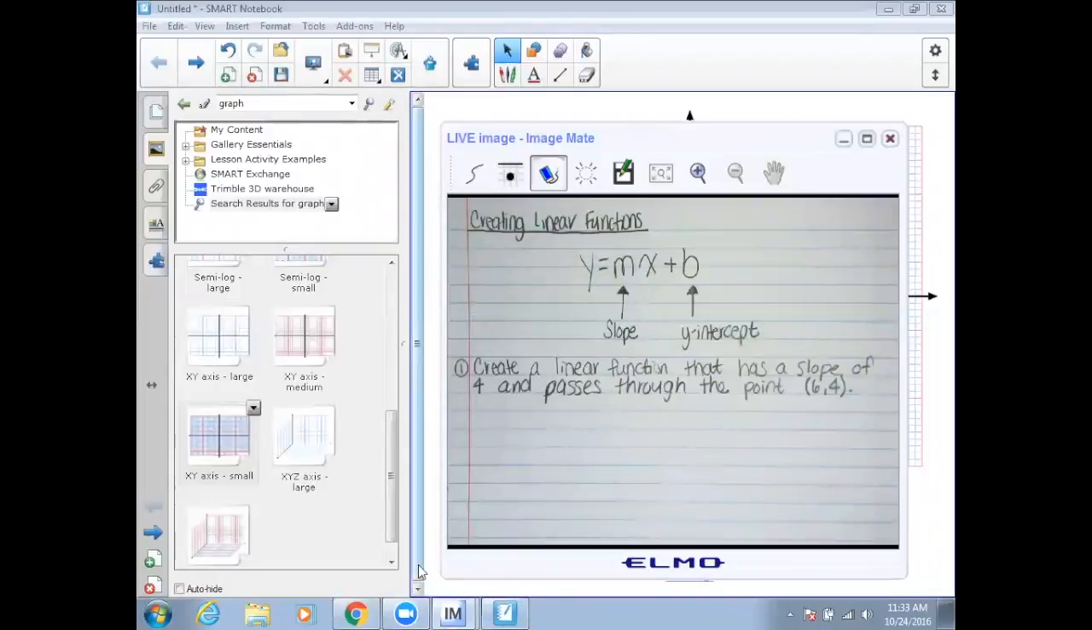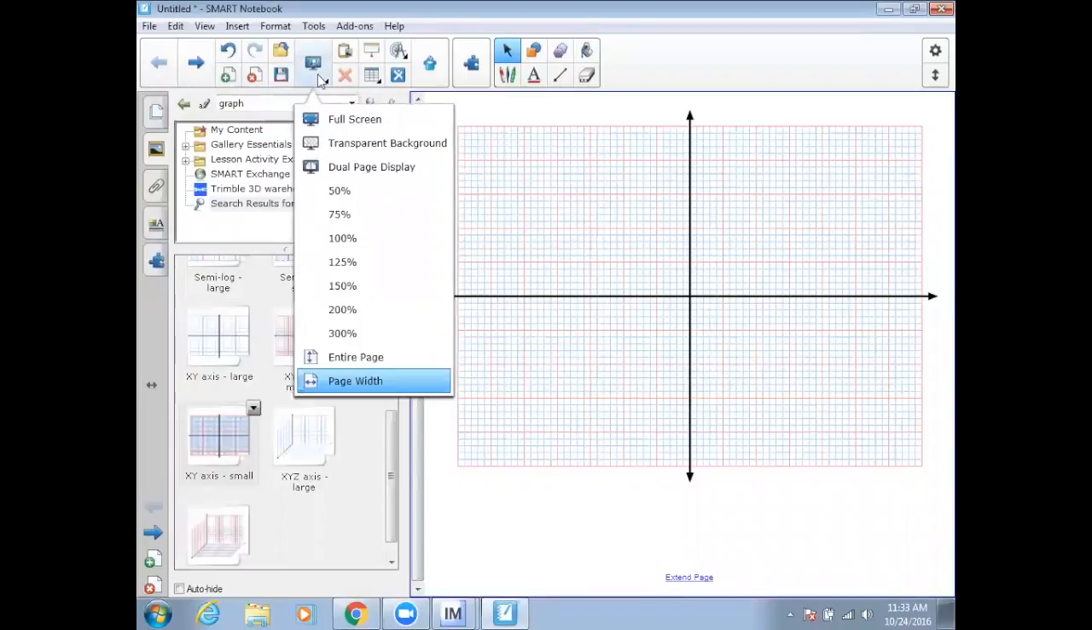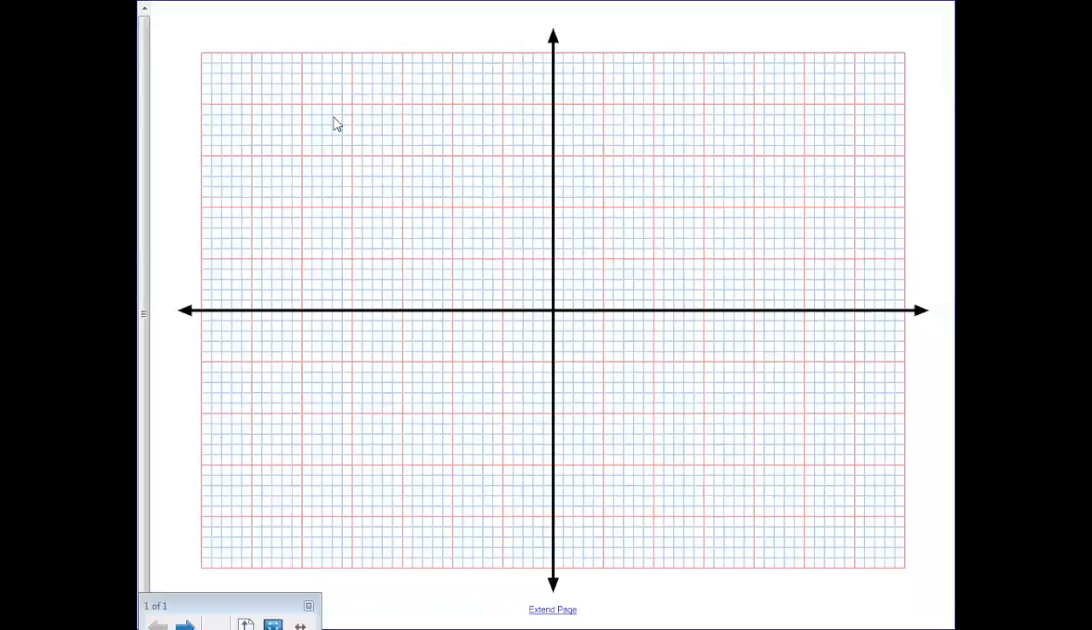All right. So I have a slope of 4, and I know that it passes through the point, what was it, 6, 4? Is it 6, 4? Yeah. Okay, so what I saw a lot of you do is you graph the point. That's fine. 1, 2, 3, 4, 5, 6, 1, 2, 3, 4. So I know that it passes through that point. I know that that point is included in my line.